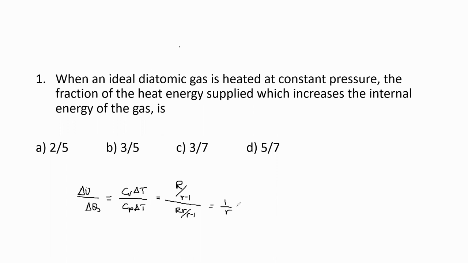Therefore, we will get what? 1 divided by gamma. That is nothing but 1 divided by the gamma value, which for a diatomic gas is 7 by 5. Therefore, it can be written as, sorry, 5 divided by 7. That is option D, the right option here. So when an ideal diatomic gas is heated at constant pressure, the fraction of the heat energy supplied that increases the internal energy of the gas, delta U, which they have asked, is 5 divided by 7.